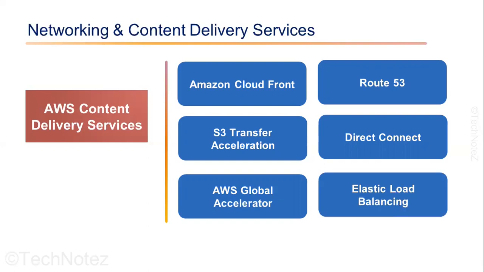Elastic Load Balancing automatically distributes incoming application traffic across multiple EC2 instances, containers, and IP addresses in one or more availability zones. These services work together to provide a solution for delivering and distributing content and applications globally. Let's talk about each of these services in detail.